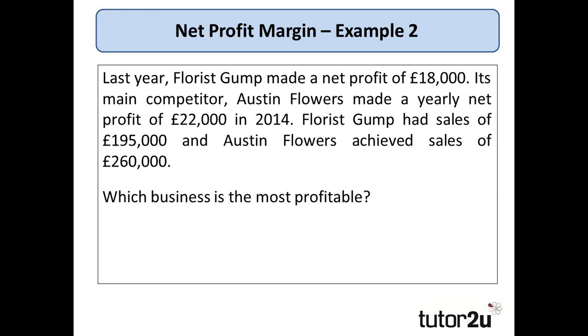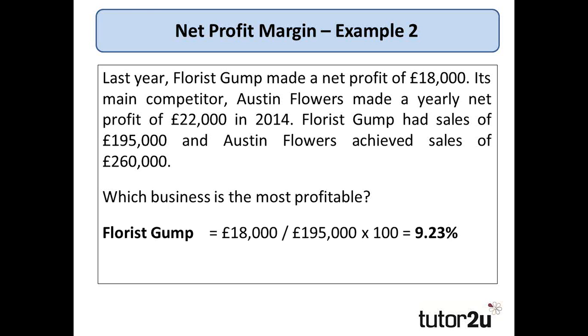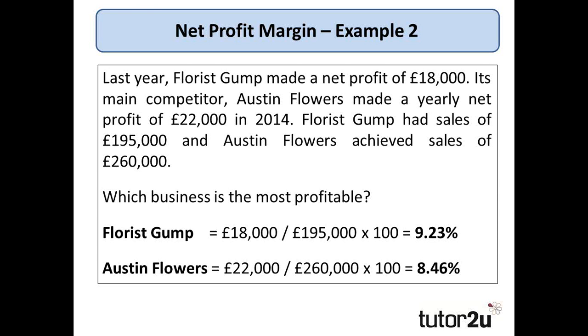Which business is the most profitable? Well, for that we need to find out the net profit margin. So the net profit margin of Florist Gump, net profit divided by sales times 100, gives us 9.23%. Austin Flowers, same calculation, gives us a net profit margin of 8.46%. Now we can see here that actually Florist Gump is more efficient at generating profit.